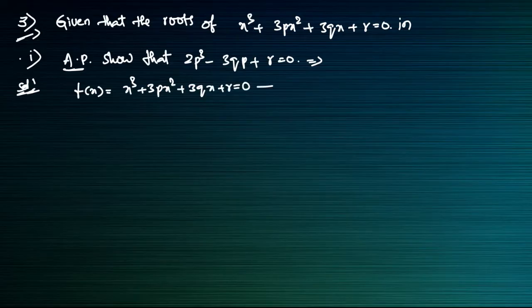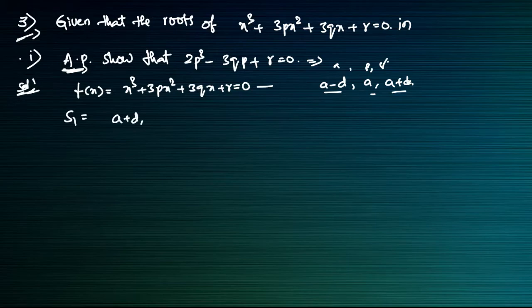This is given here, and he's saying that the roots are in AP, meaning a minus d, a, a plus d are these three roots, alpha, beta, gamma, like this. So the sum of these roots, s1, is a plus d, a, a minus d, which is equal to minus b by a, meaning minus 3p divided by 1 here.